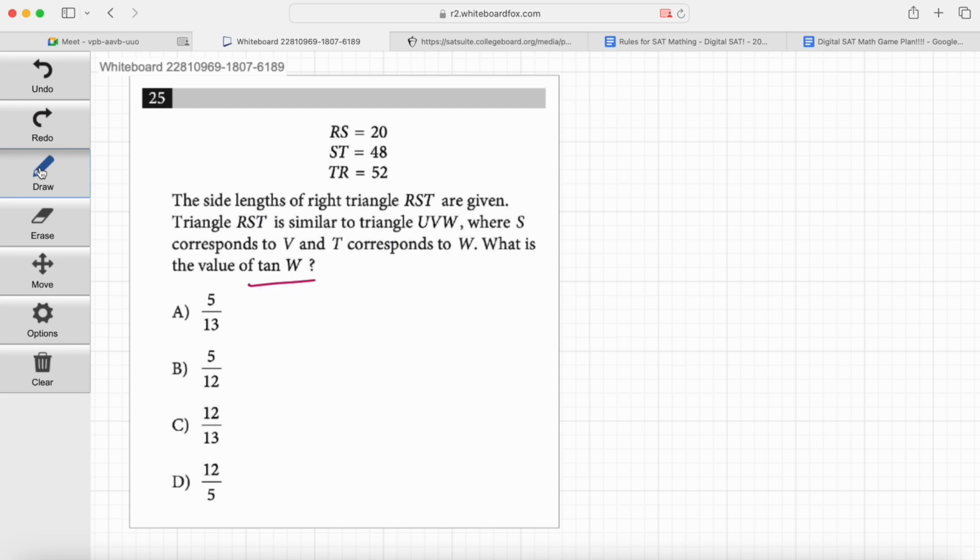Okay. This is really kind of scary. There's a lot of words going on here, a lot of letters flying around, some numbers. But once we draw these triangles, we're going to be good. And they give us enough information to draw these triangles. So let's draw these triangles.